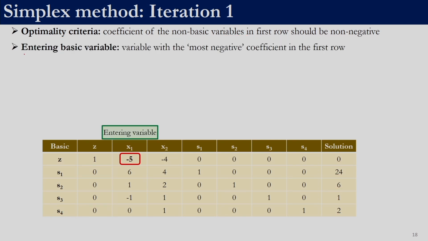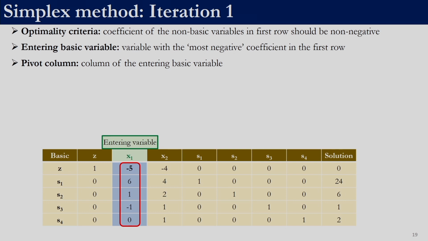Next we have something called the entering basic variable. The entering basic variable is the variable which has the most negative coefficient in the first row. In this first row we have -5 and -4, so -5 is the most negative. So, this is called the entering variable. This non-basic variable will now become a basic variable. The pivot column is the column of the entering basic variable. Here we identified that x1 is the entering variable, so the column corresponding to x1 is the pivot column.